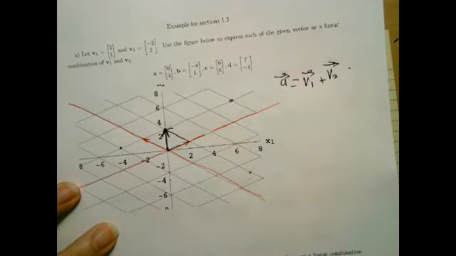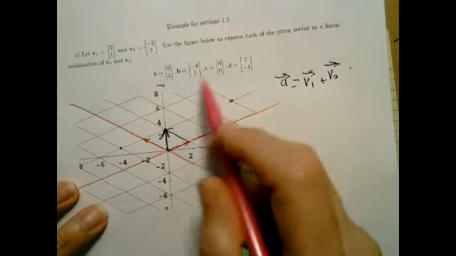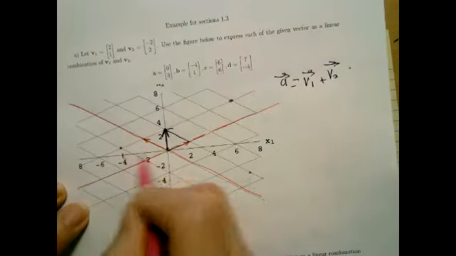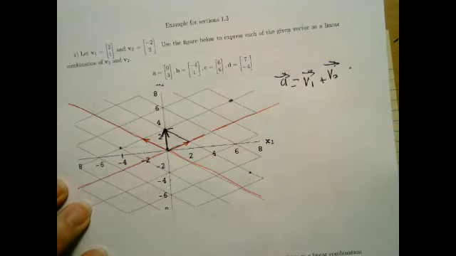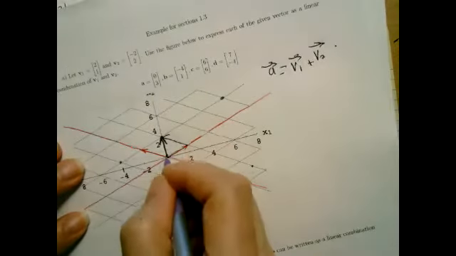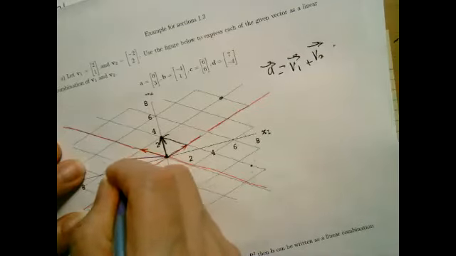Now B. Do you guys want to do it? I did A just to show you how we do it. B is the vector minus 4, 1. If I go, this is minus 4 right here, and 1 right there. So this is my vector minus 4, 1.